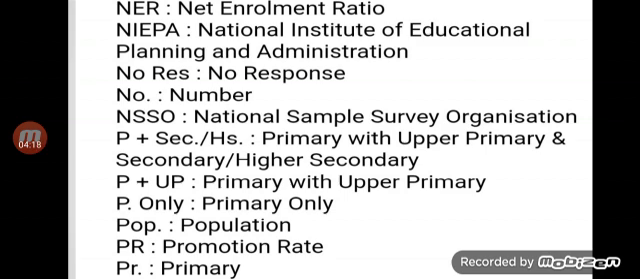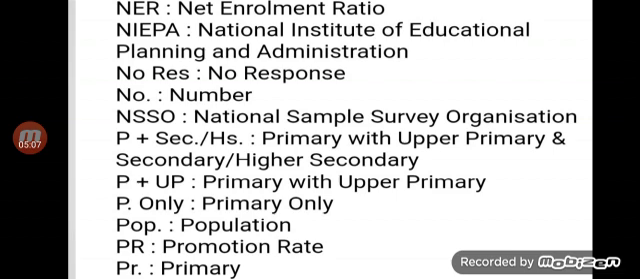Next, P plus SEC plus HS, which means primary with upper primary and secondary and higher secondary. P stands for primary, UP with upper primary, primary with upper primary and secondary and higher secondary.